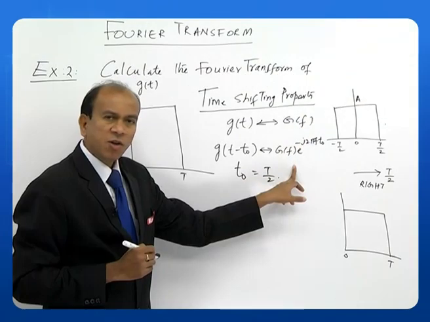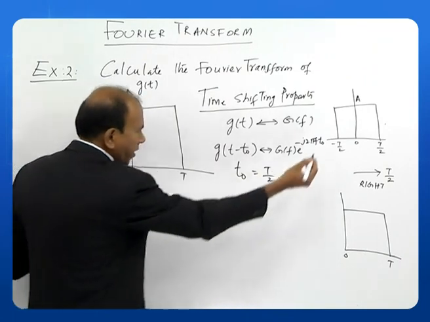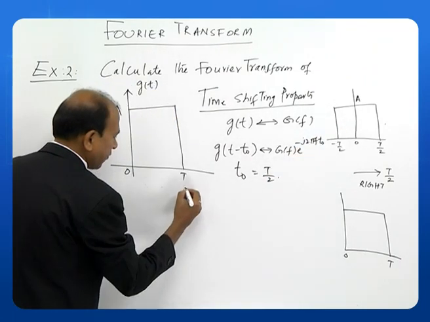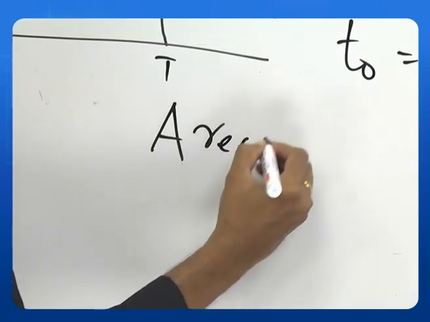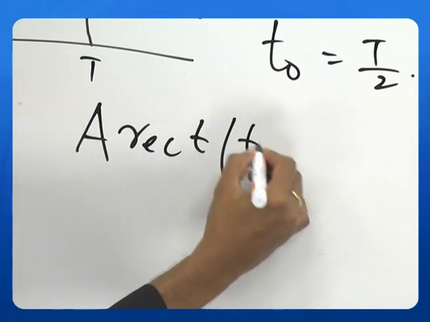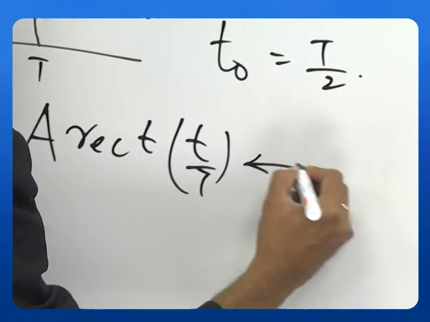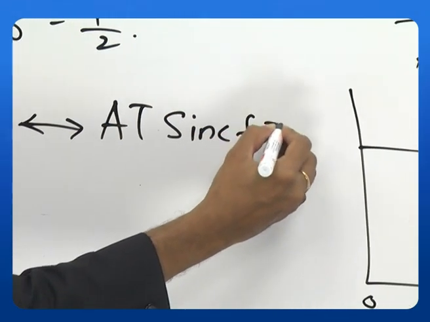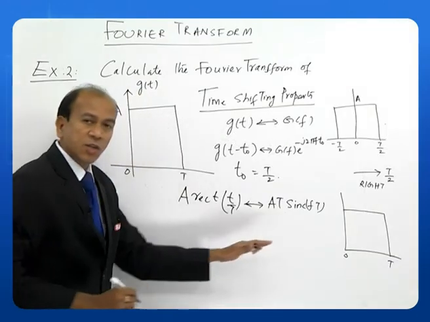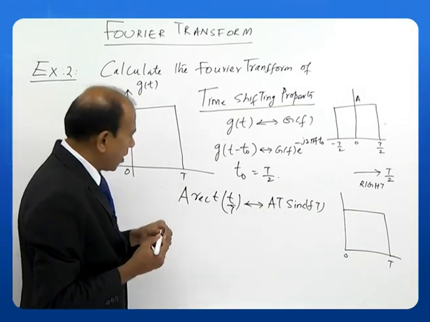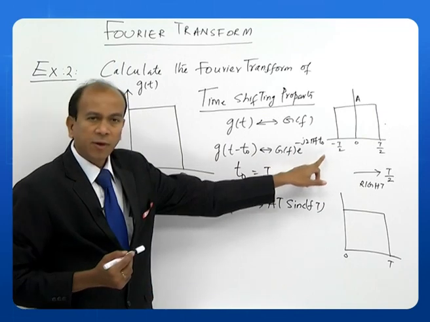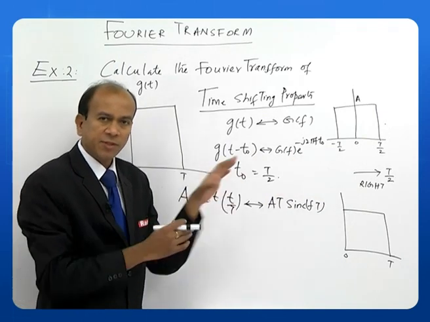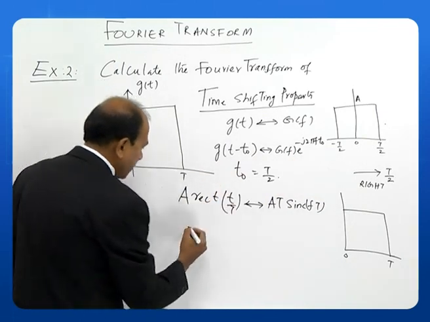Now, what will be the G of f? If you remember, what is the rectangular function? For a rectangular function A rect(t by T), it has a Fourier transform which is equal to A T sinc(f T). Yes. So, now what is it we have to do? Now, we have to calculate this e to the power of minus j2 pi f t naught, because this does not change.